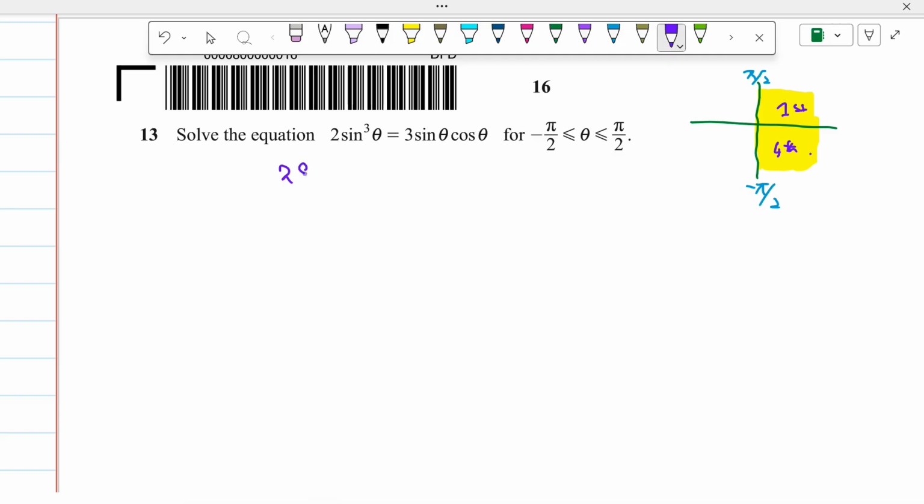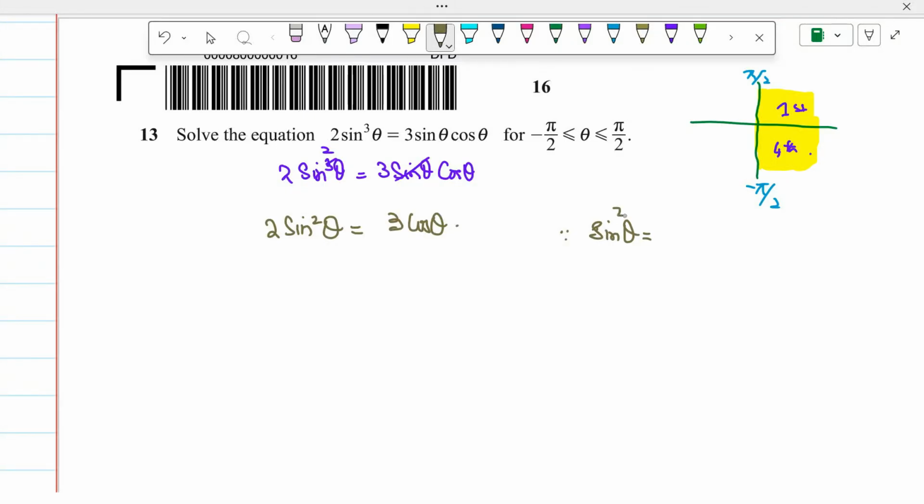So 2 times sine cube of theta is equal to 3 sine of theta cos of theta. We need to solve this one. So this one will cancel out and this will become 2. So we can say that 2 sine square of theta is equal to 3 cos of theta. And we know that sine square of theta is equal to 1 minus cos square of theta. So we can use this identity to solve this equation.